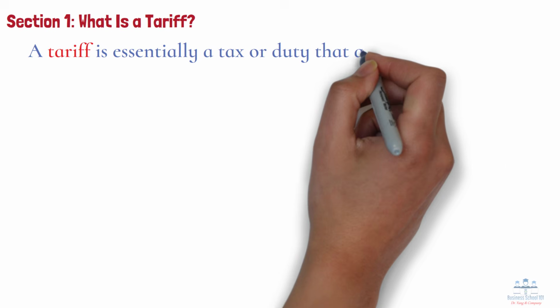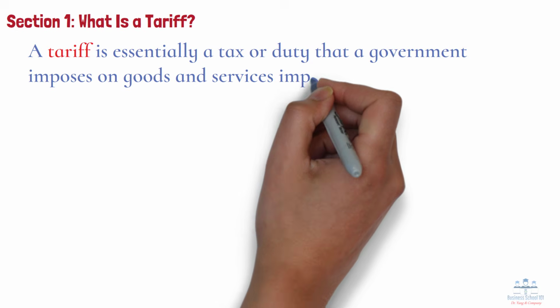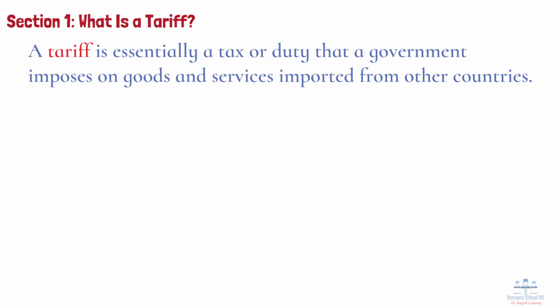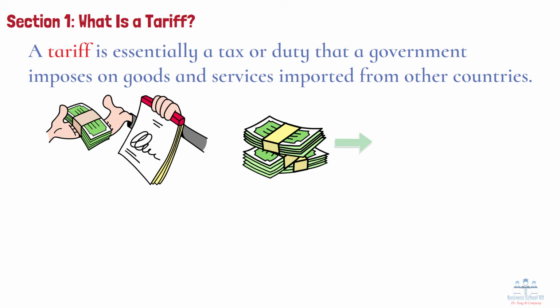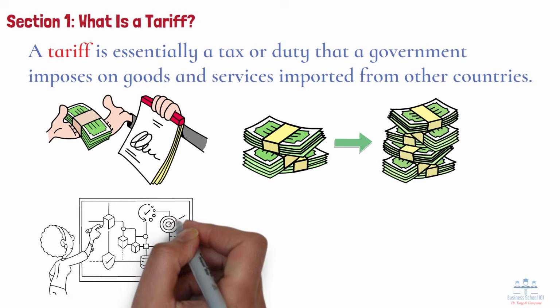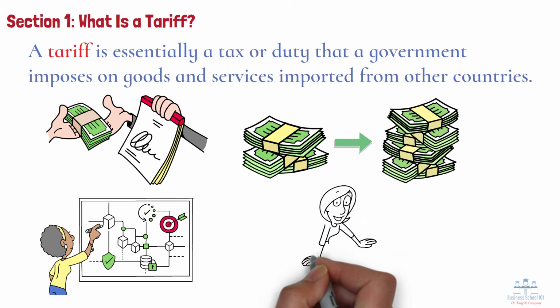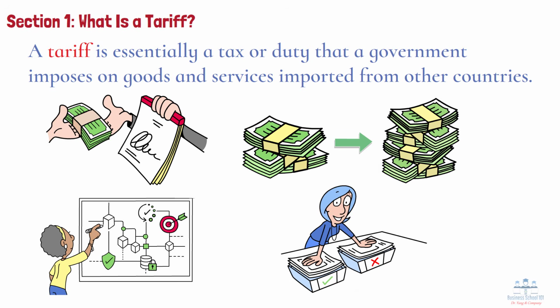Section 1. What is a tariff? Let's start with the basics. A tariff is essentially a tax or duty that a government imposes on goods and services imported from other countries. In simpler terms, it's an extra charge that a country applies to foreign goods to make them more expensive. The idea is to protect domestic industries by making imported goods less competitive compared to locally produced goods.